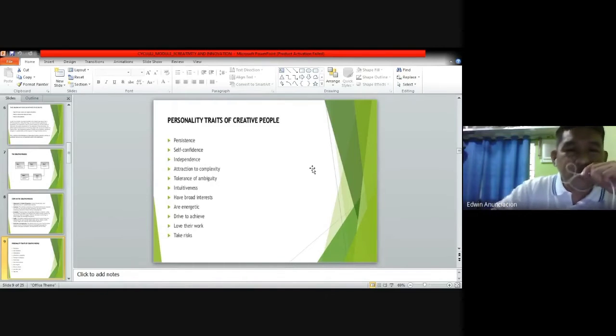And then, tolerance of ambiguity, intuitiveness, broad interest. Next po, ito, energetic. Wala po silang kapaguran. Kasi nga po, parang experiment yan or science. It is really a trial and error process.